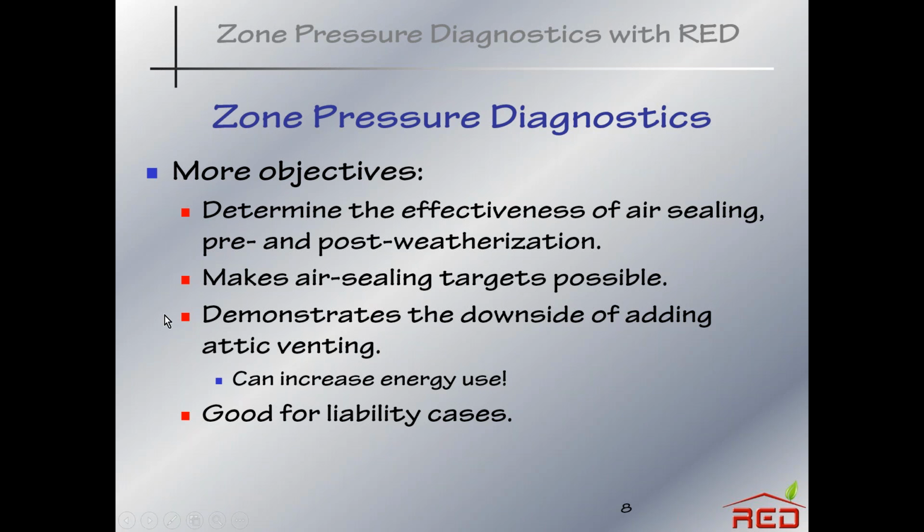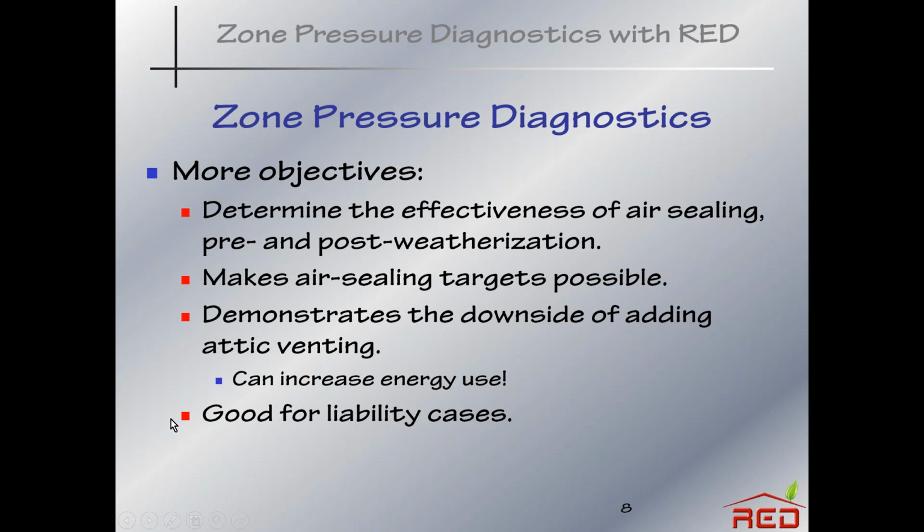ZPD also demonstrates the downside of adding attic venting. You probably know that if you add too much attic venting, it can increase energy use in the house because it increases the whole house CFM 50, and you know that that's one of the big components of heat loss in the wintertime or heat gain in the summertime when the house is being cooled. So ZPD demonstrates that, and I'll point that out as we go along.